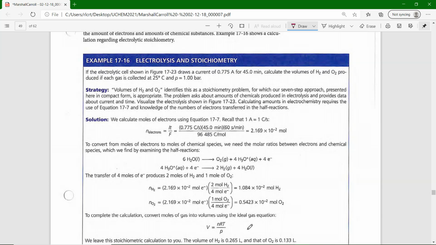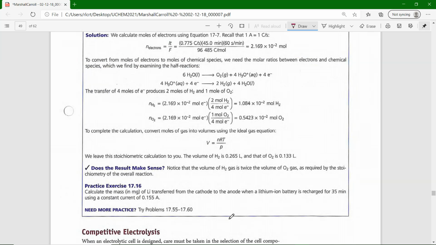We want to get the volumes, they're both gases, so we use PV equals nRT. Haven't used that in a while. So the volume of, we plug it in. It's not a stoichiometric calculation, it's just plugging in the moles, RT over P. So hydrogen is 0.265, and lo and behold, the oxygen is 0.133.